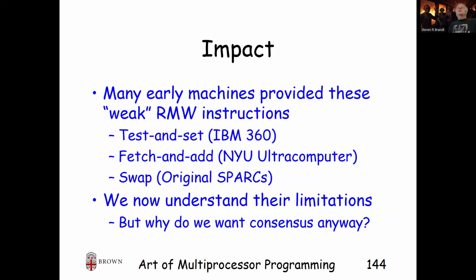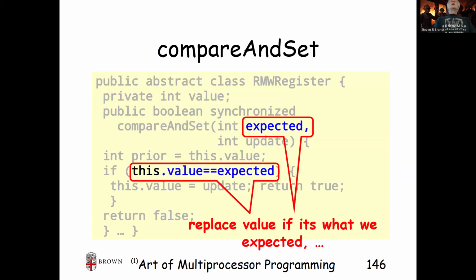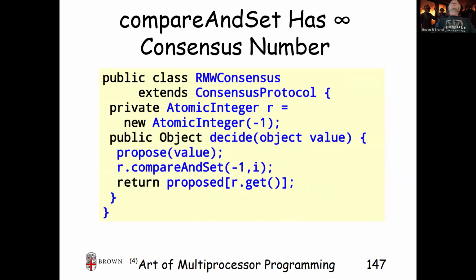Okay, many early machines provided these weak RMW instructions: the test and set, the fetch and add, the swap. We now understand the limitations of these instructions. But why do we want consensus anyway? Well, we've sort of talked about that. But let's look at the compare and set operation. So we have expected, and we replace the value if it's what we expected. Compare and set has infinite consensus number.